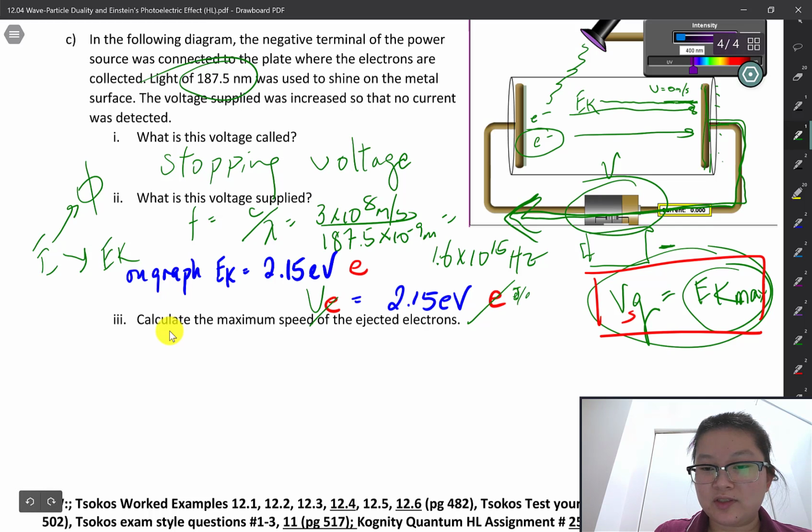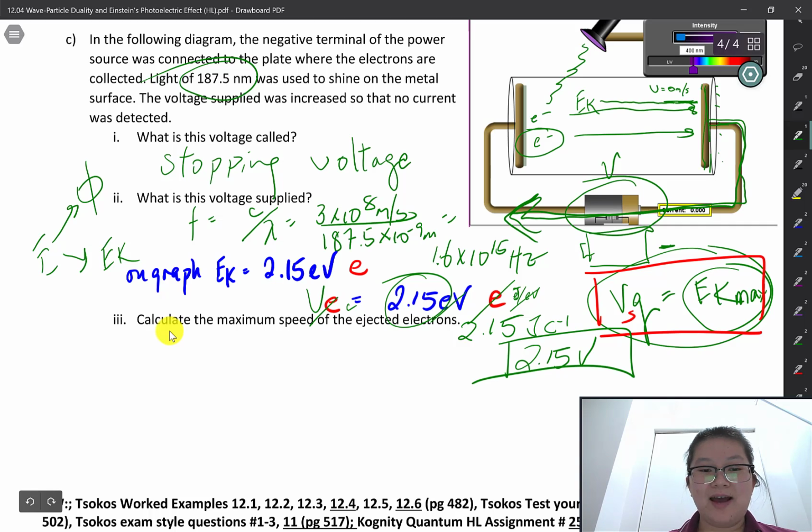This is going to be joules per electron volt. And this over here is going to have a charge of a coulomb, okay? So after we cancel all of these out, the eV goes away, so that's going to be joules divided by coulomb, or coulomb to the minus 1. But our answer is going to be 2.15 joules per coulomb, or in other words, 2.15 volts. Okay, so that is our stopping voltage for the wavelength of light used here.